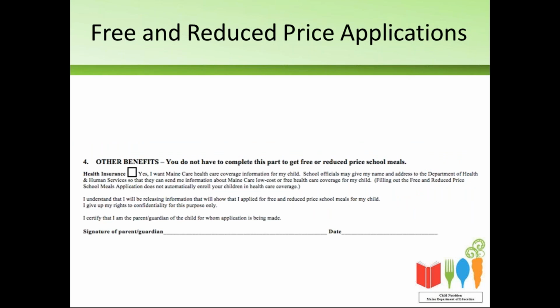On the back of the application, there's a question. If the family receives other benefits, do you want information on the Maine Care Health and Coverage Information Program for their children? If they check that block, if they sign that line, there's information, and all you have to supply them is a phone number that they can call to get more information about that.